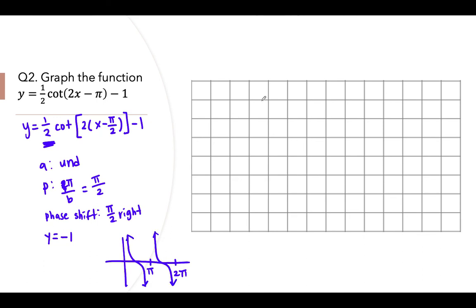Okay, so now that we understand, let's draw the axis. And it looks like my middle ground, the equation of axis is going to be -1. So I'm going to label -1. And this is my equation of axis. And let's label all the vertical asymptotes. So we know that the period is going to be pi over 2, 1 cycle. So I'm going to divide it into 4 sections again.